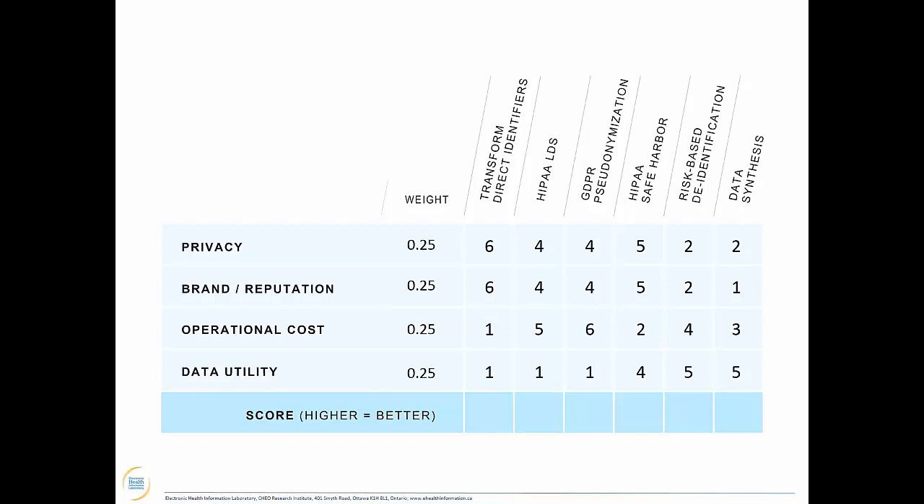Then you can add weights. So the weights here reflect the importance assigned to each of the drivers by the organization. So in this example, we first assume that all the drivers are given equal weight.